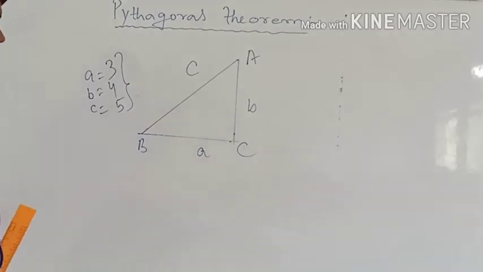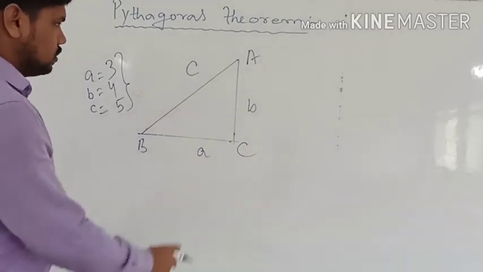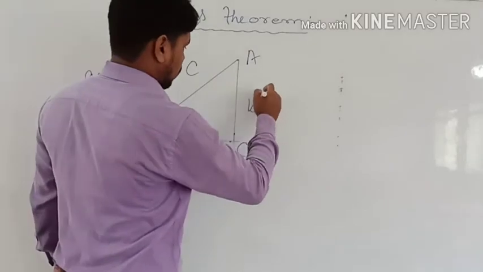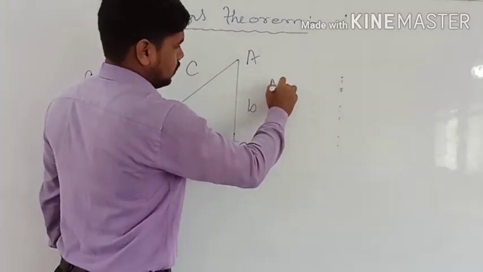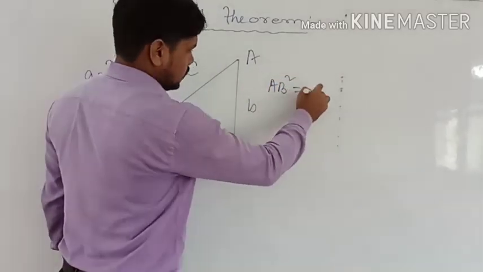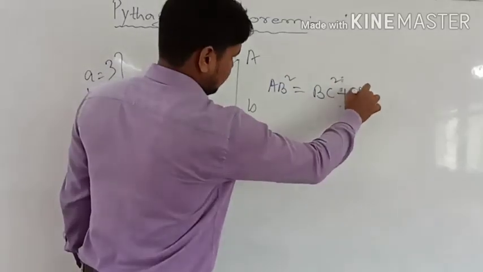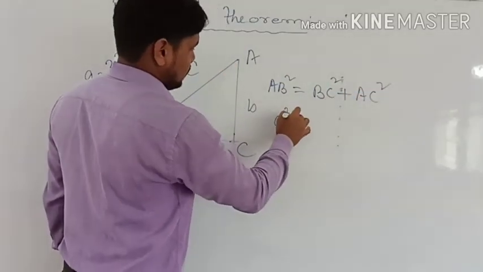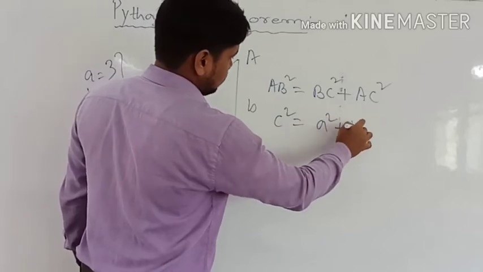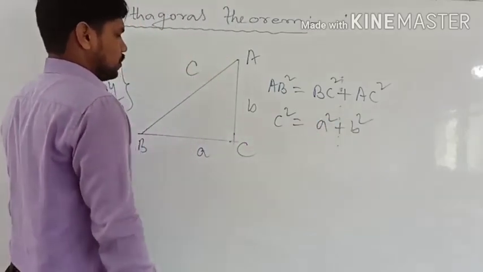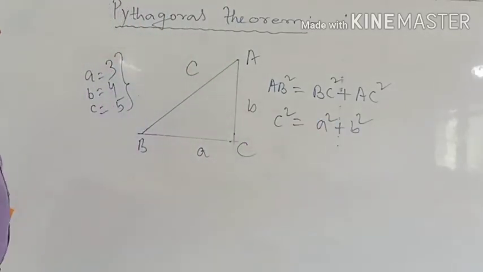So the converse of Pythagoras theorem says the square of the hypotenuse AB, or C square you can say, is equal to BC square plus AC square. So here c square is equal to a square plus b square. First we have to check whether a square plus b square is coming to c square or not. If it is, then we can say that yes, these three measurements will form a right triangle.